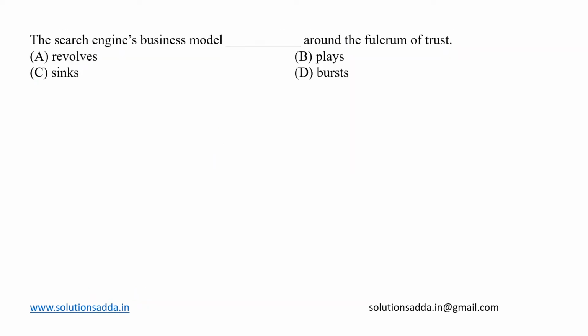This is a general aptitude question. A search engine's business model dash around the fulcrum of trust. We need to find the most appropriate word fitting into this blank. The sentence is on the lines of that the search engine's business model is dependent around the fulcrum of trust, which means if there is trust, then the business model will survive.